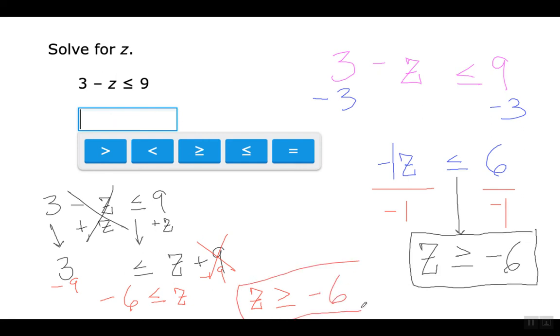So both ways, I get the same answer. The quick way of thinking about this one is I just move z to the right by adding it and 9 to the left by subtracting it. That's the quick way of thinking about it: move z to the right by adding it, move 9 to the left by subtracting it.